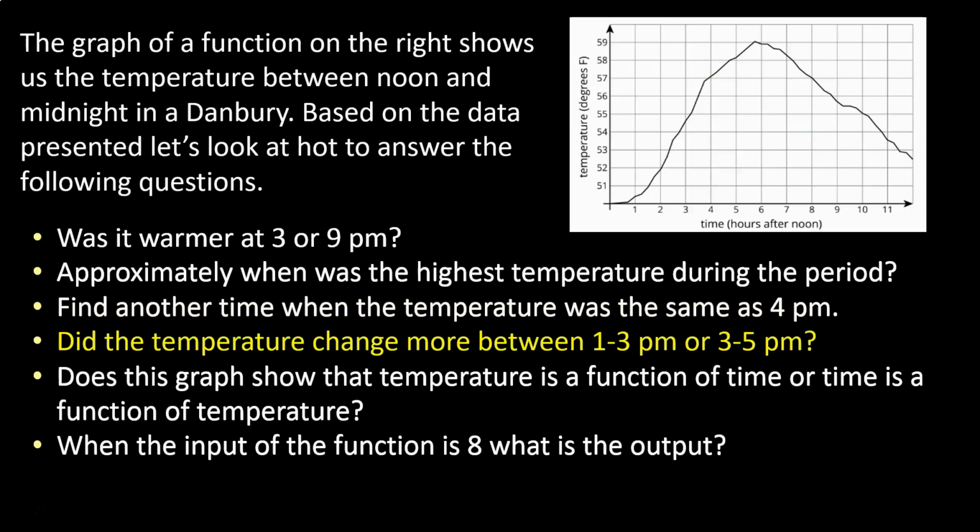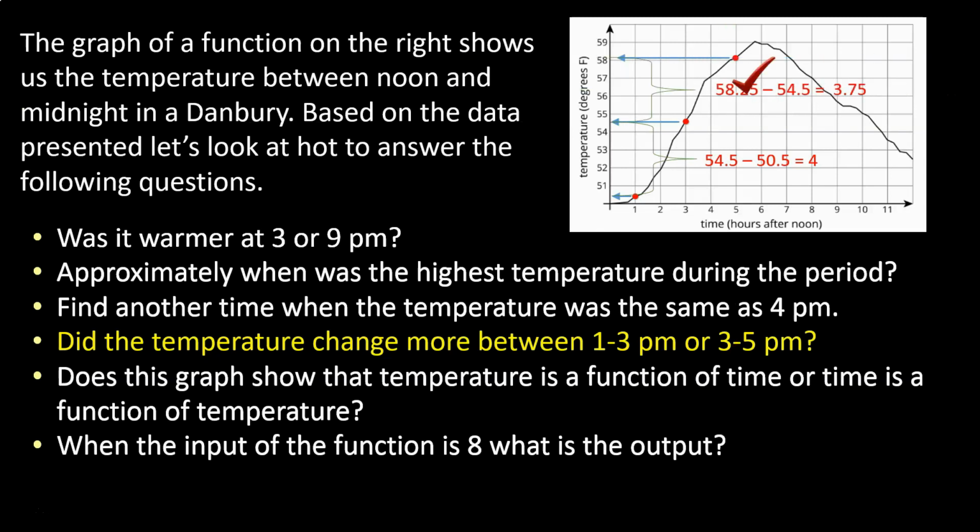Let's go to the next question. Did the temperature change more between 1 to 3 p.m. or 3 to 5 p.m.? First, we start by finding our time periods. The first one is between 1 and 3 p.m. So we find 1 on the x-axis and go up to the line for our function. Then we go to 3 p.m. and go up to the line on our function, and we can find the appropriate y values. So for 1, it's approximately 50.5, and for 3, it's approximately 54.5. We subtract the two, and we see the difference between 1 and 3 p.m. is 4 degrees.